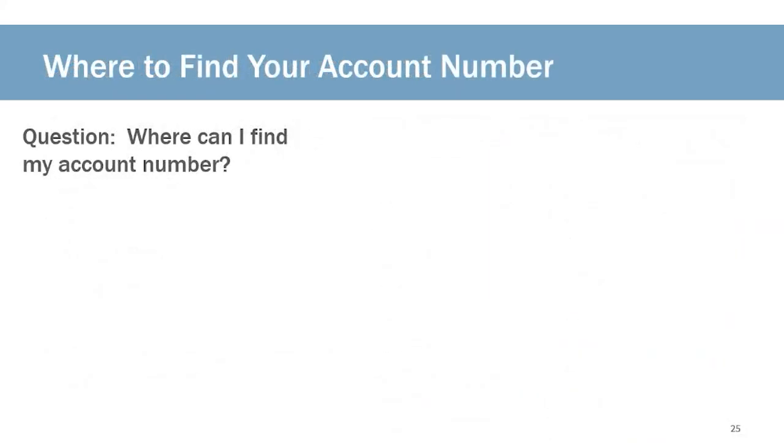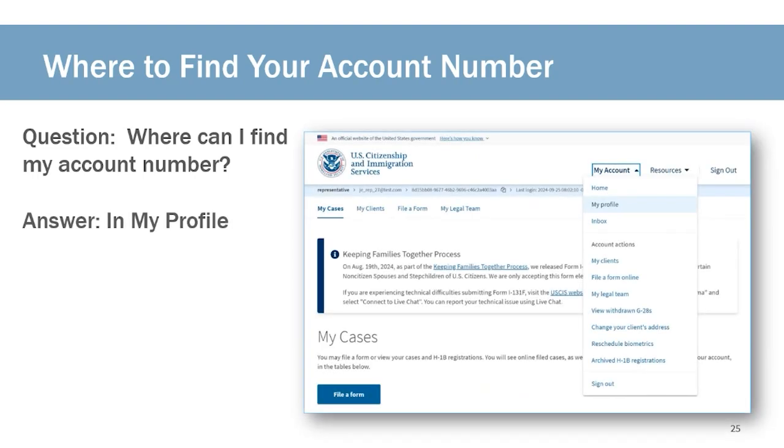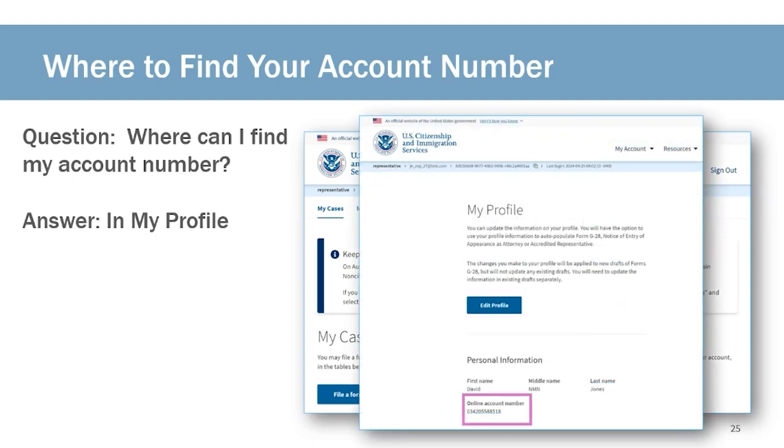All right, we get this question in our mailboxes, so let's make sure we go over it. Where can a legal representative find their account number, Jana? Yeah, the way to find it is go to your homepage, and there's a My Account drop-down menu, and you would select Profile. Under your profile, you can see the account number right there, under that blue button that says Edit Profile. The number is right there.